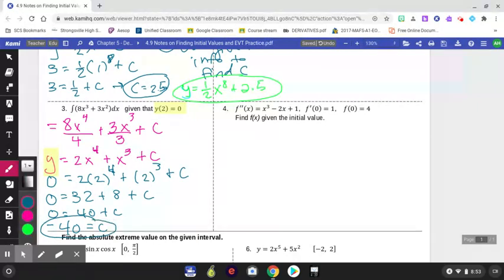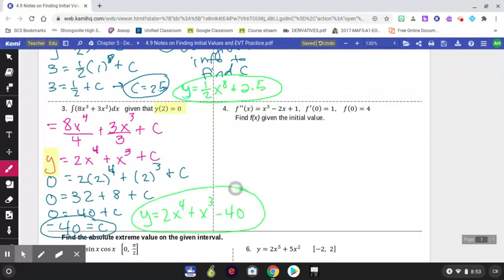And my last and final step is that I'm going to go back and write this function y equals 2x to the 4th plus x cubed minus 40. That was my c value. So I got to go back, write my original function that I found, okay, when I took the antiderivative, and fill in that number for c. So your job is going to be to do 3 and 4 following this process.